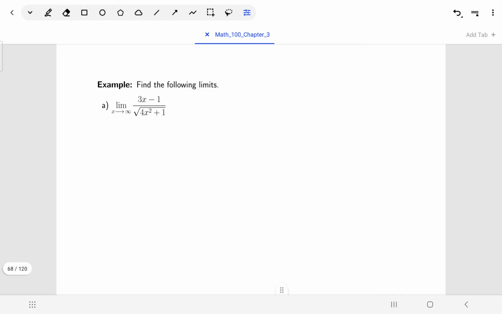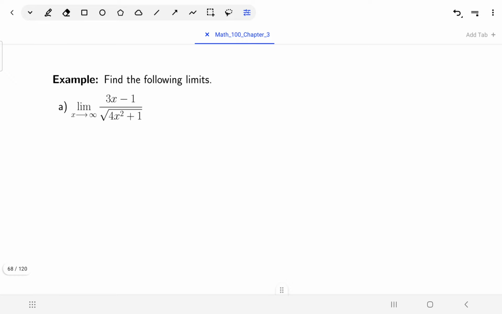Now, things can get a little bit messier when we have functions that are not rational functions. So we have this function, 3x minus 1 over the square root of 4x squared plus 1. And I'd like to come up with the limit as x goes to positive infinity for this function. I can't just start comparing degrees because this is not a rational function anymore. Rational functions are strictly one polynomial divided by another, and the denominator is not a polynomial. It's the square root of a polynomial, so my previous work does not really apply.